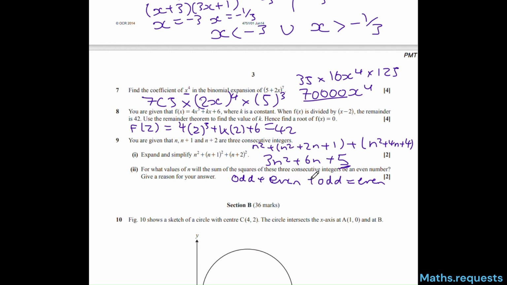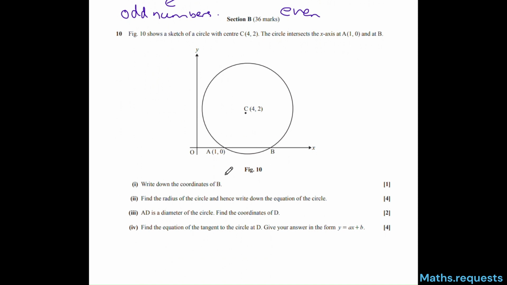And then the sum of the squares of these three consecutive integers will be even. So the answer is when the values of n are odd numbers. I hope that makes sense. That is slightly confusing the way I explained it, but I hope it does make sense.